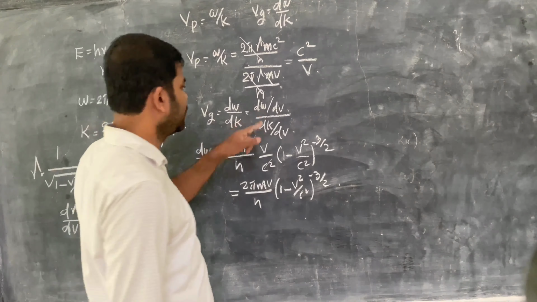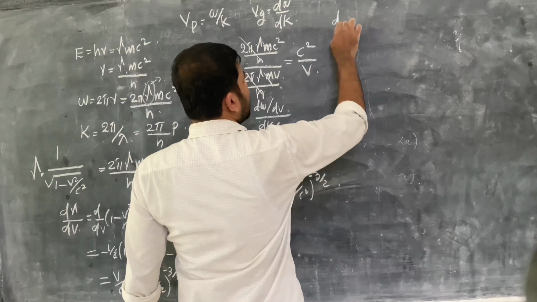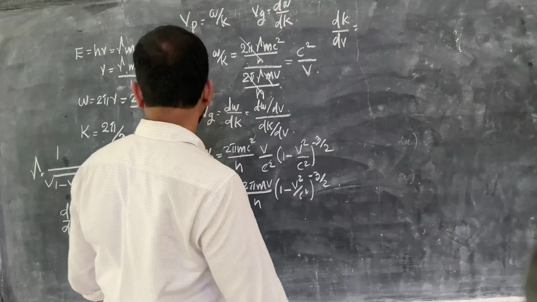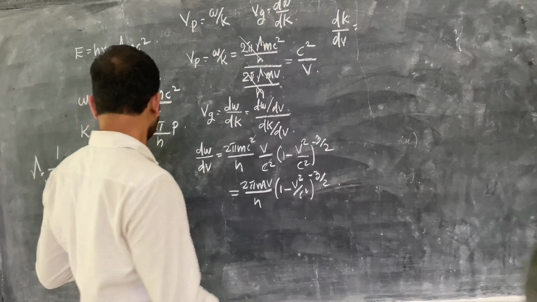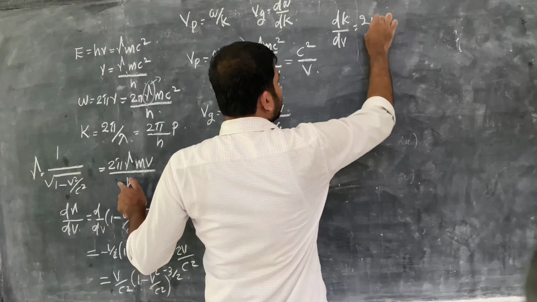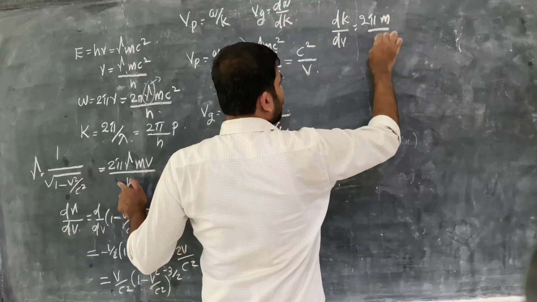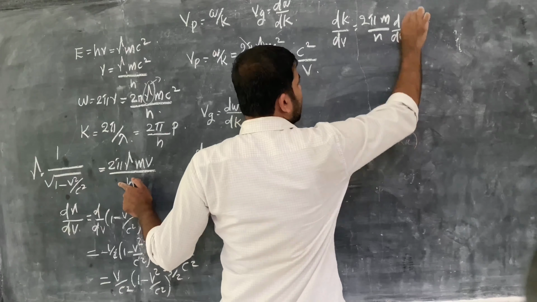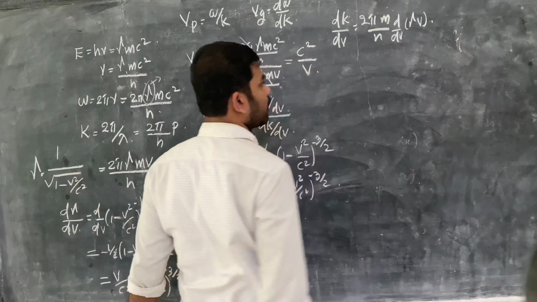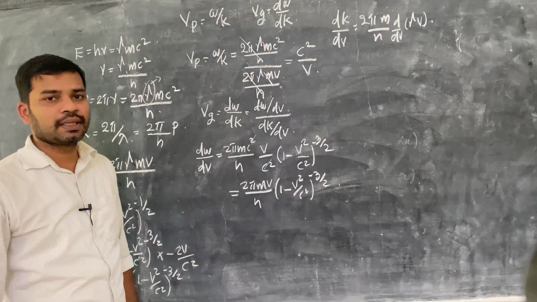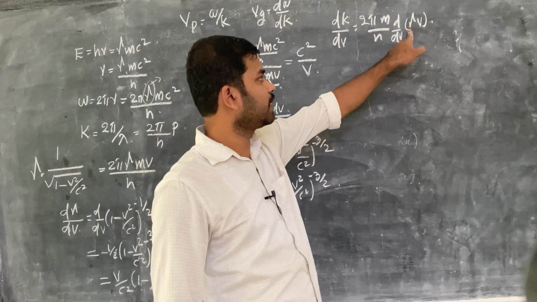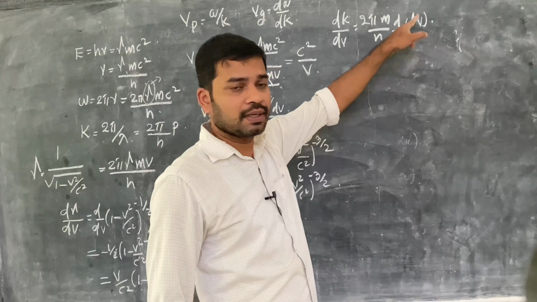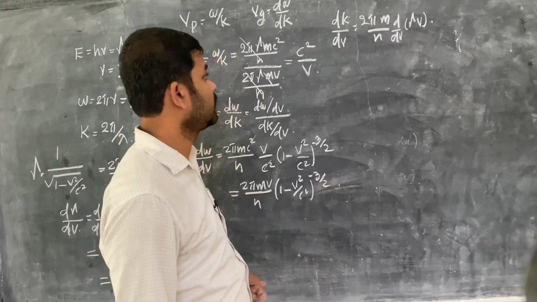Next we want to find dk divided by dv. So that is equal to the differential of this one: 2 pi m divided by h into d by dv of gamma into v. Here we have two terms that depend on velocity. The first one is gamma and the second one is v itself. So we can differentiate first function into second function plus second function into first function.